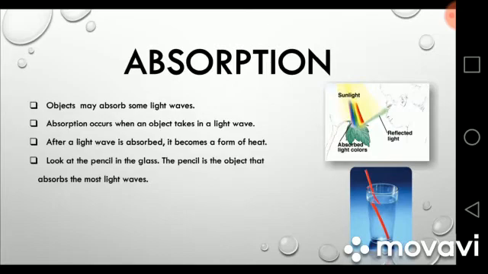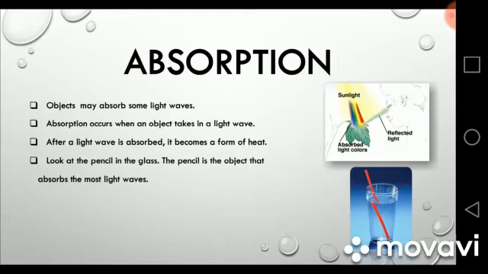For example, you can see in the given picture the sunlight strikes the surface of the leaves. The leaves absorb all other wavelengths and reflect the green wavelength. That's why we can see only the green color of the leaf. Similarly, the colors of different objects depend on the color they transmit, and they absorb all other colors of the white light. Objects may absorb some light waves, and absorption occurs when an object takes in light waves.